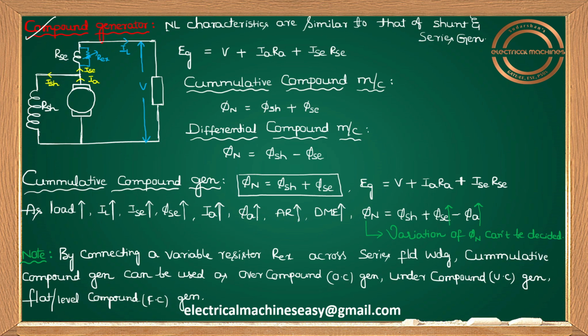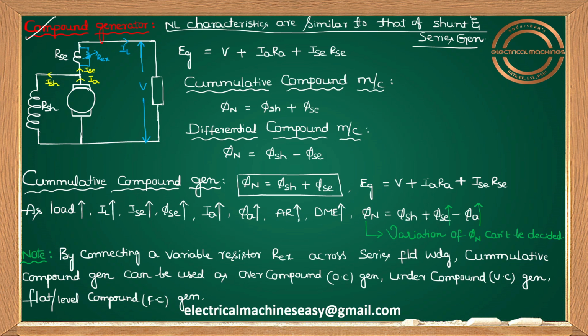So here I wrote no load characteristics are similar to that of shunt and the series generator for compound generator also. And guys, please try to see this relation. In compound, I told you, depending on how the series field winding is connected, we are having a long shunt generator and a short shunt generator. I take an example here, short shunt. If you want, you can take long shunt also, nothing wrong.